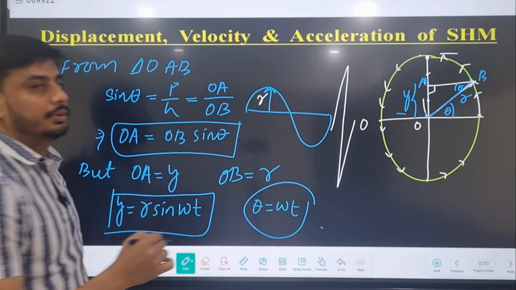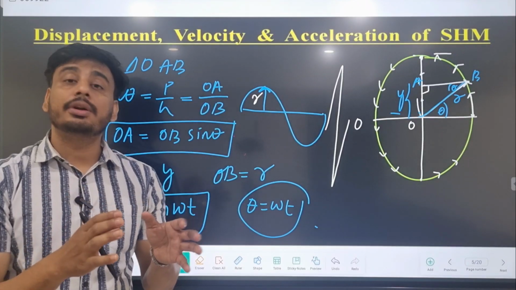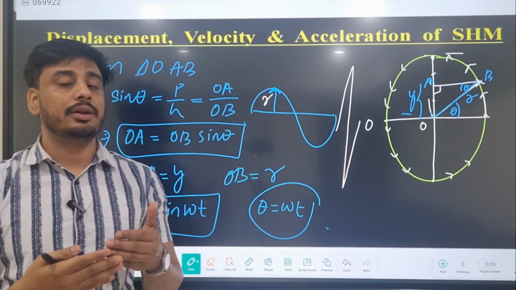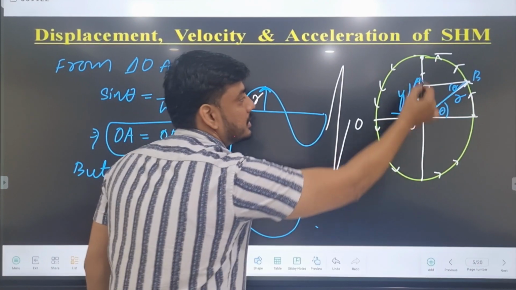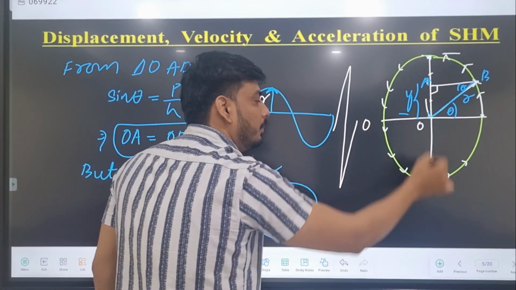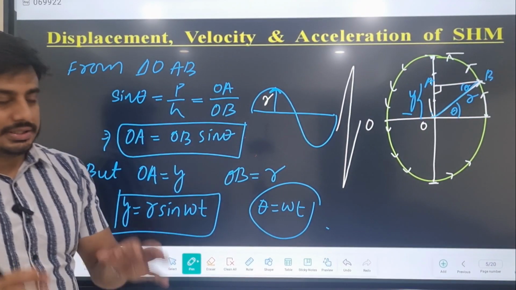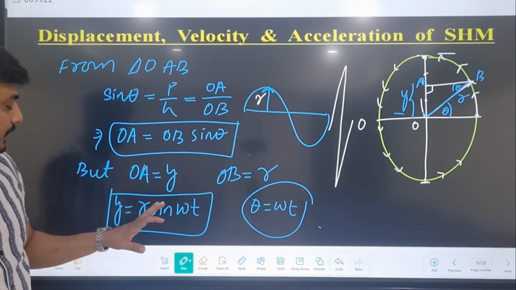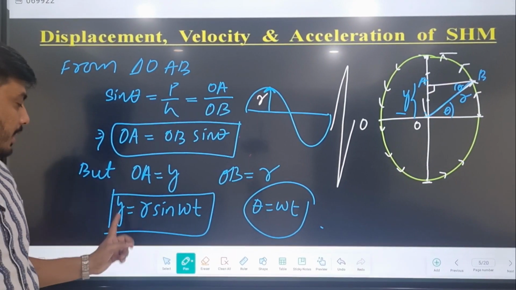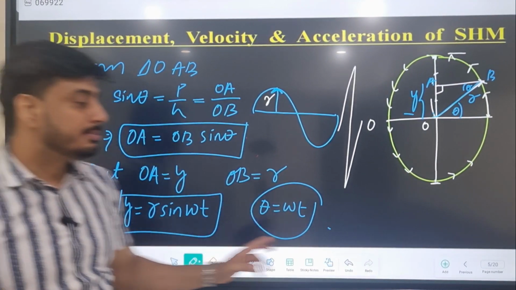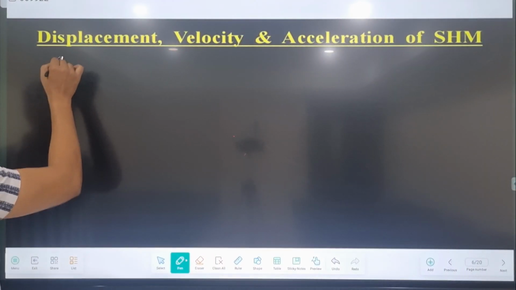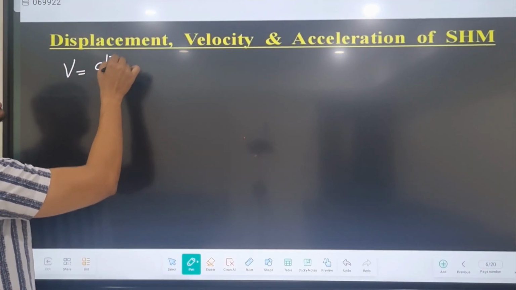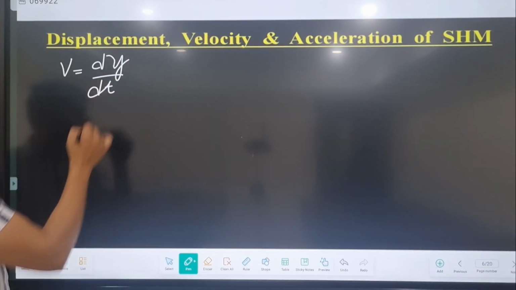Amplitude is nothing but the maximum displacement on either side of the mean position of rest. From the mean position of rest up to this point is r, and up to this point also it is r. So this is said to be amplitude. Next we will calculate velocity. We have derived the expression for displacement, then we will go to velocity. From definition we know that velocity is the rate of change of displacement.